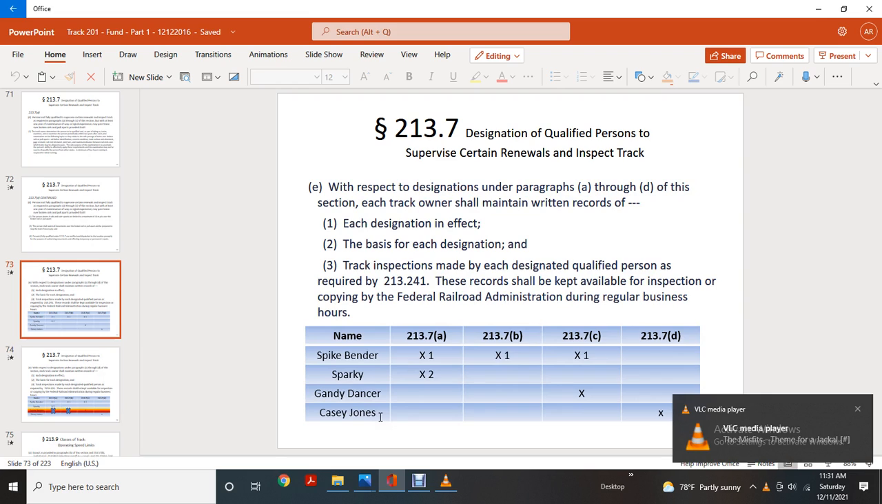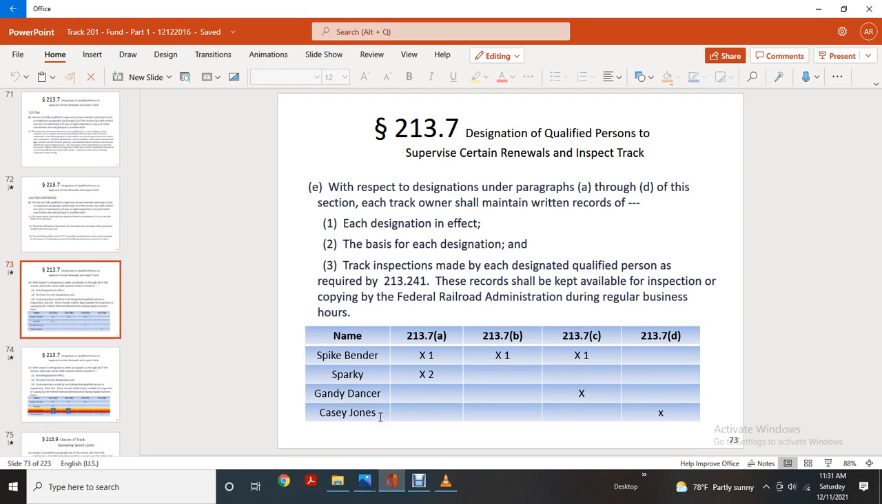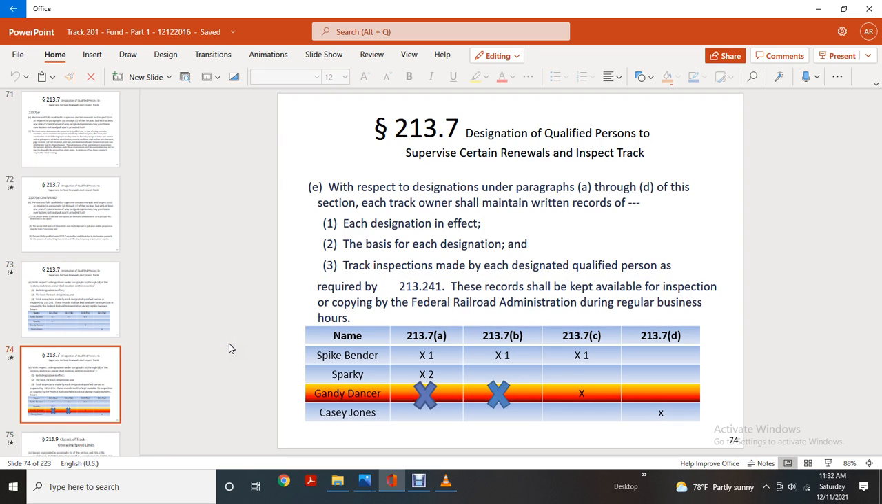(e) With respect to the designations in paragraphs (a) through (d) of this section, each track owner shall maintain written records of each designation made, and the basis for each designation. The track inspection records of the designated qualified person required by 213.241 shall be available for inspection and copying by the Federal Railroad Administration during regular business hours.